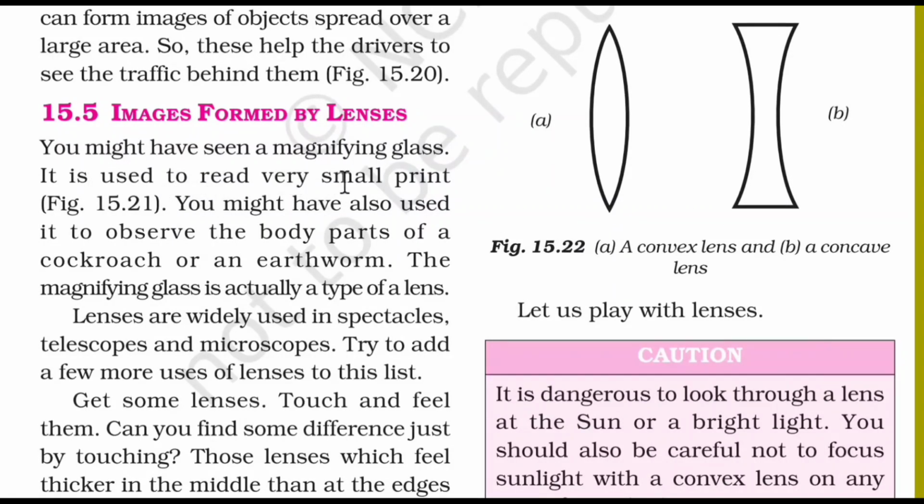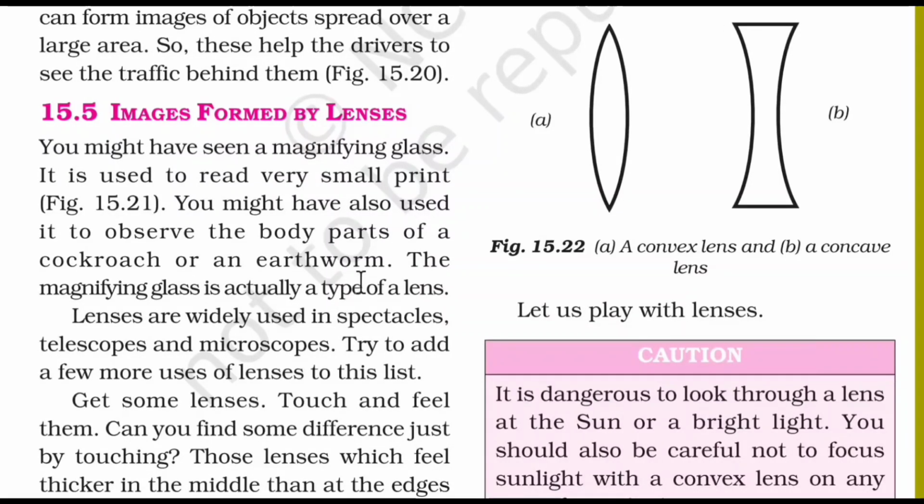You might have seen a magnifying glass. It is used to read very small print. There is a figure depicted here, figure 15.21. You might have also used it to observe the body parts of a cockroach or an earthworm. So small things can be magnified by a magnifying glass. A magnifying glass is nothing but a convex lens. The magnifying glass is actually a type of lens, that is, a convex lens.